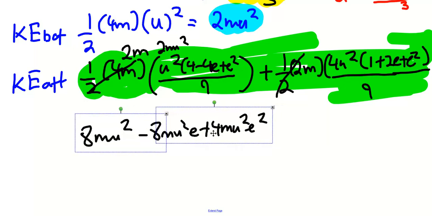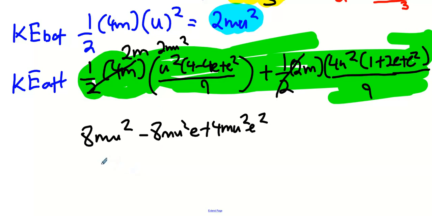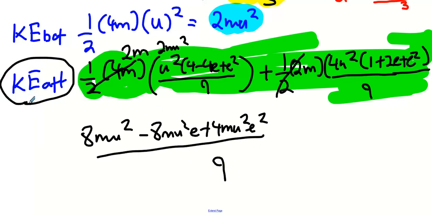What do we divide it all by? What's on the bottom? 9. I'm still working on the kinetic energy after the collision. Everybody on board with that? Still working on the kinetic energy after the collision. What about this side here? M by 4u squared is 4 multiplied in, 4mu squared, yeah. Then next part.